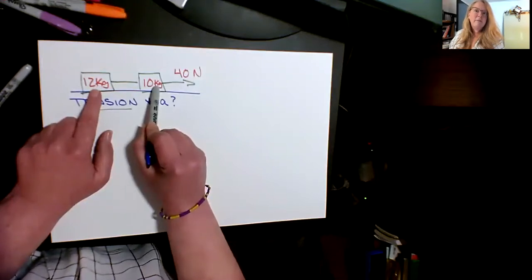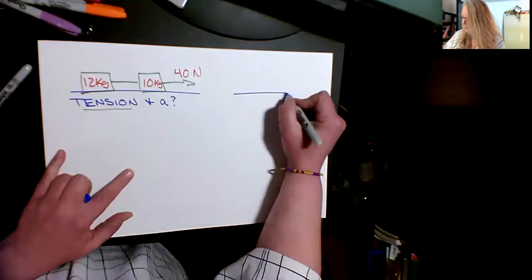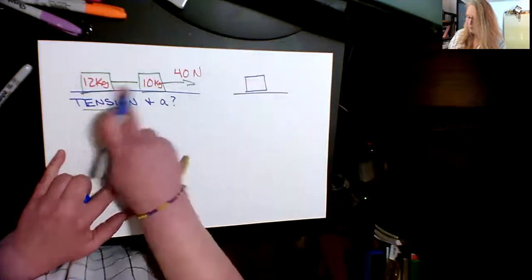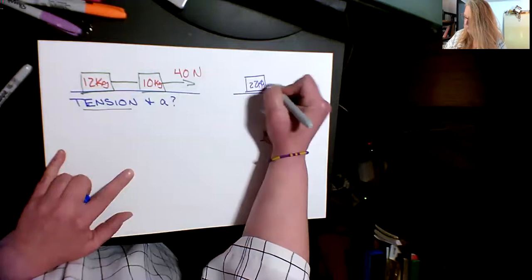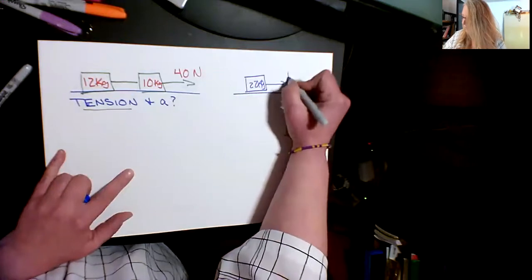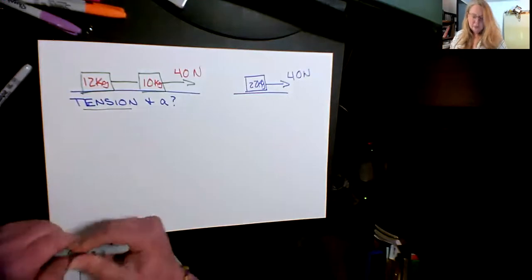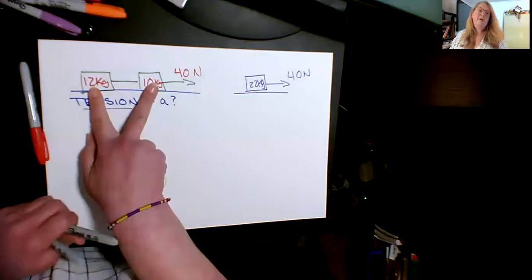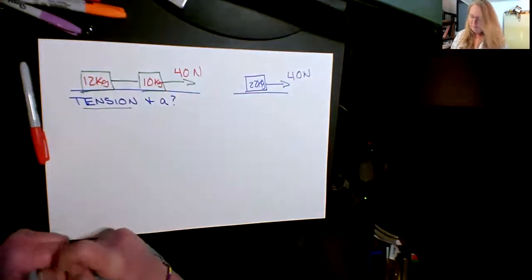So what we can do then is combine this, is treat this as then a system of, let's see, 12 plus 10, so 22 kilograms, with an applied force going that way. You might feel like we haven't accomplished much, but let's kind of take a look at what these two free body diagrams are and how this simplifies life for me.